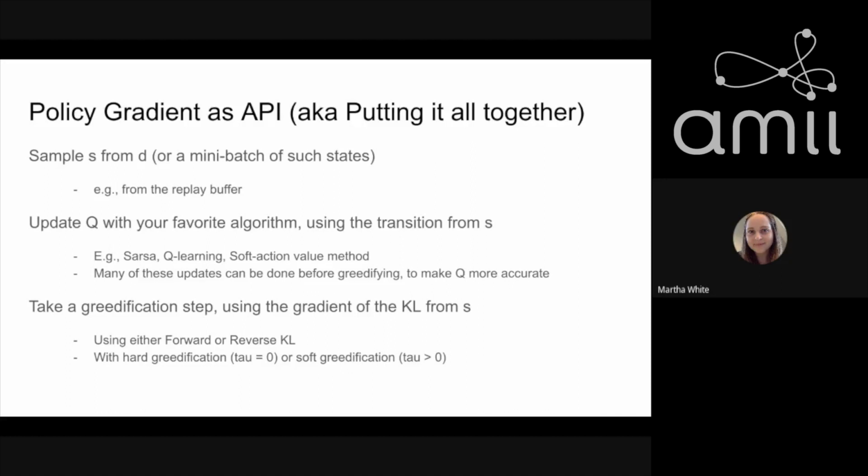So in that approximate greedification step, I didn't tell you how you would approximate your Q. I just said, given that someone has approximated Q, our focus is on how we do that approximate greedification. Okay, and then the final thing is to do your policy update, and that's what we're calling the greedification step. And that's where you're going to use the gradient of the KL from S, either using forward or reverse KL, or hard greedification or soft greedification.